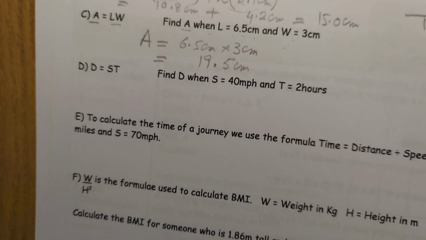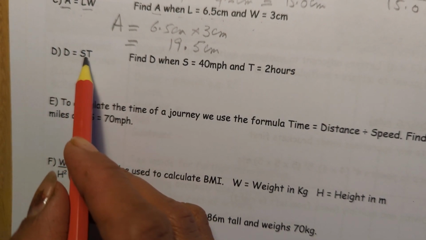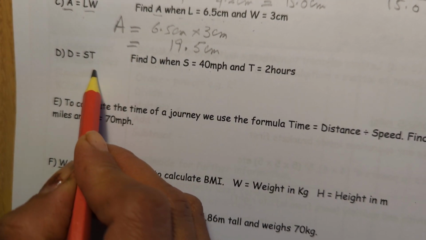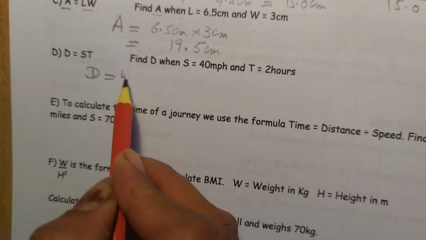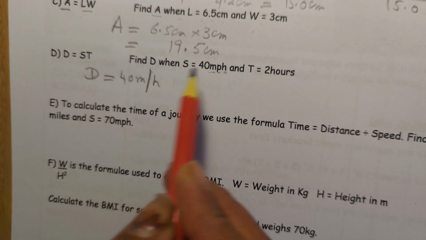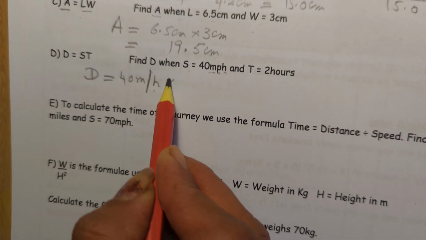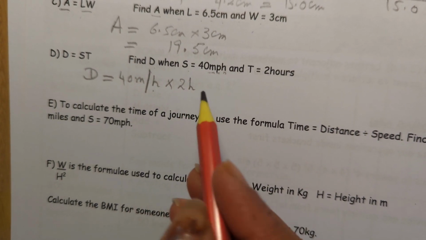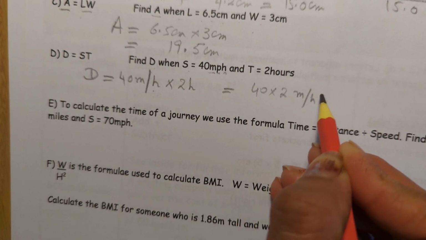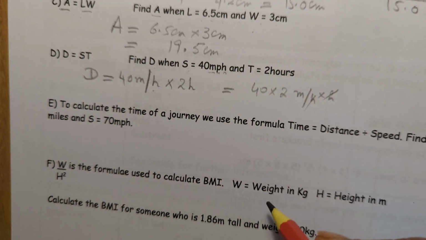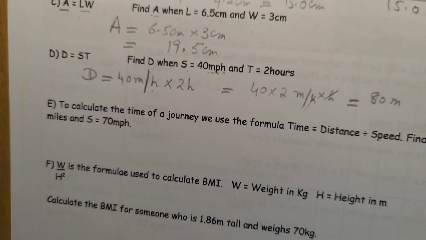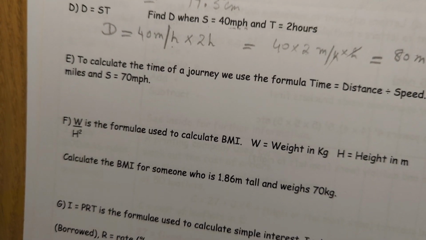In the next question, you have distance is equal to speed into time, right? So find the distance when the speed is this and the time is 2 hours. What I will do is just put the value of speed, which is 40 meters per hour. Per hour means it is divided by hour, and multiplied by t, which is 2 hours, right? In the next step, 40 multiplied by 2, and unit will multiply with unit. Hour divided by hour will cancel each other. 40 times 2 will give you 80 meters. So this is our distance. In this way you can solve it easily.